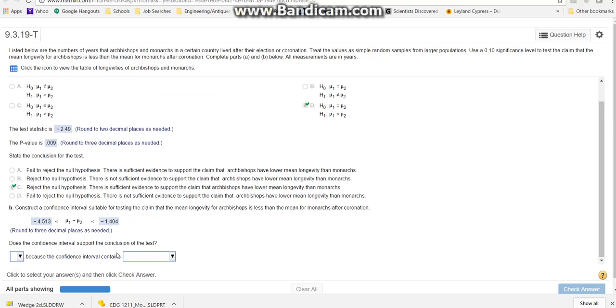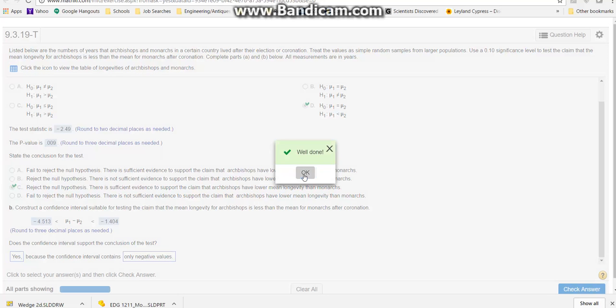So, does the confidence interval support the conclusion of the test? Well, yes, it does. We rejected the null up here. This confidence interval for the difference does not include 0, and it only includes negative values specifically.